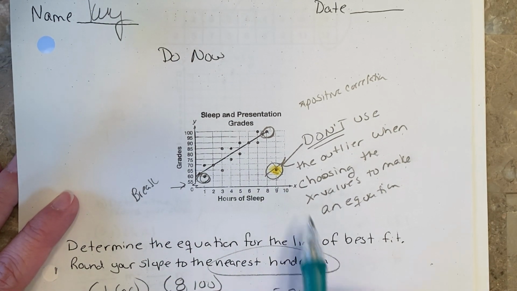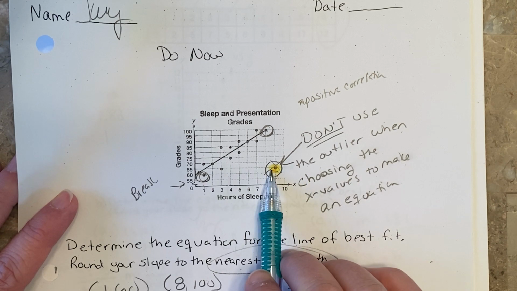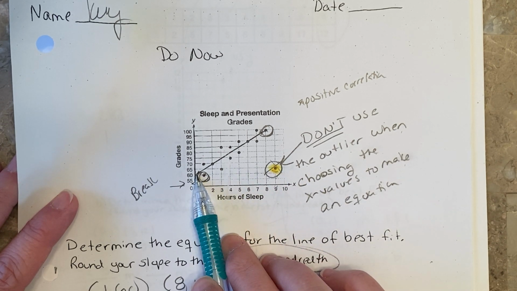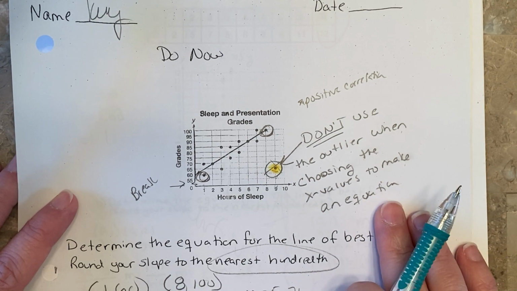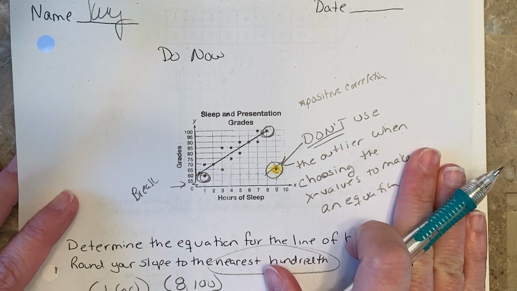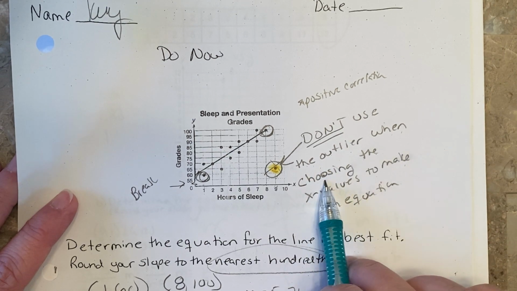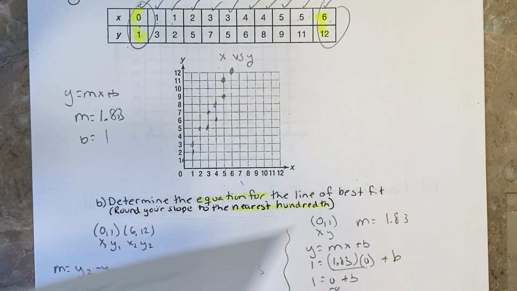This is more of a high school thing. So again, make sure if you have an outlier and it happens to be your lowest x or your highest x, because that's what we're always choosing to make our equations, don't use that. Just ignore it, pretend it's not even there. So don't use the outlier when choosing the x values to make an equation.